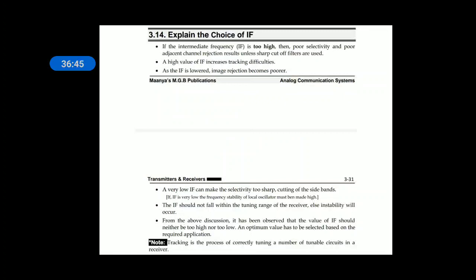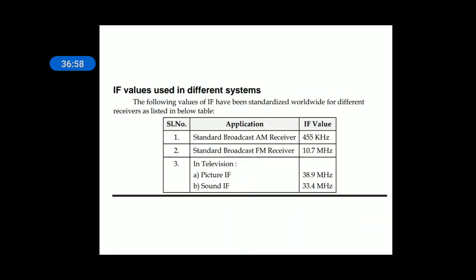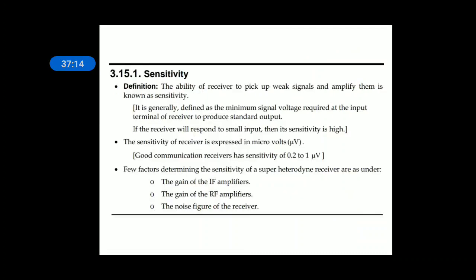IF should not fall in the band of operation, should not be too high, should not be too low. Hence you need to have an optimum value for IF. These are some of the IF values for different applications. For a standard AM receiver, its value is 455 kHz, whereas for a standard FM receiver it is 10.7 MHz. For television, picture IF is 38.9 MHz and sound IF is 33.4 MHz.